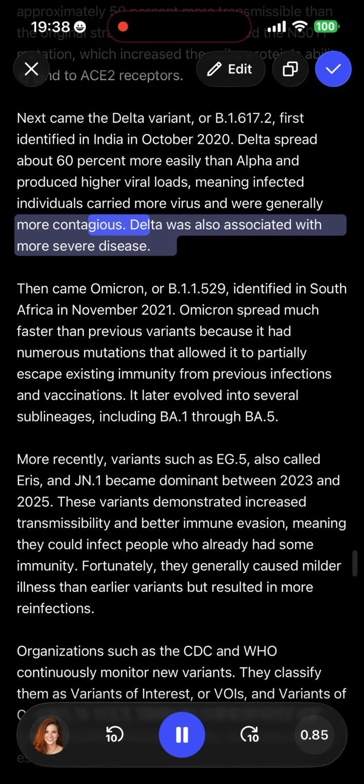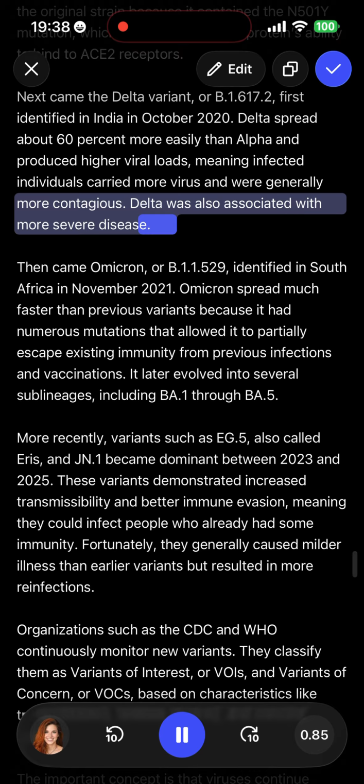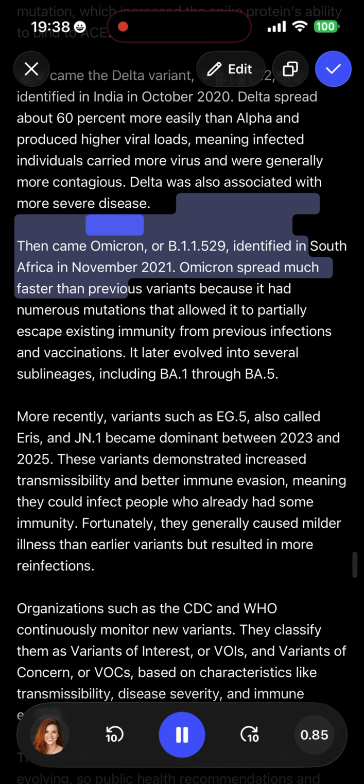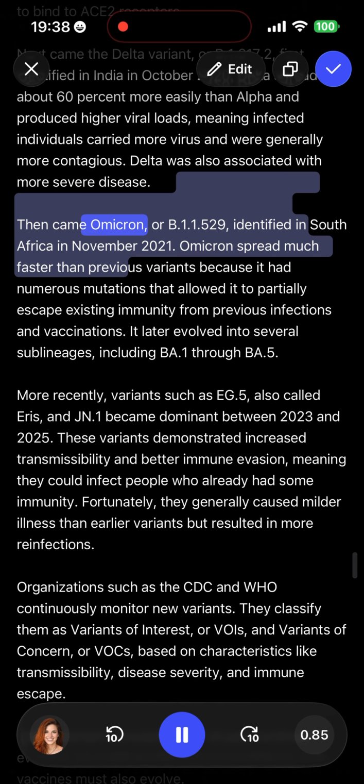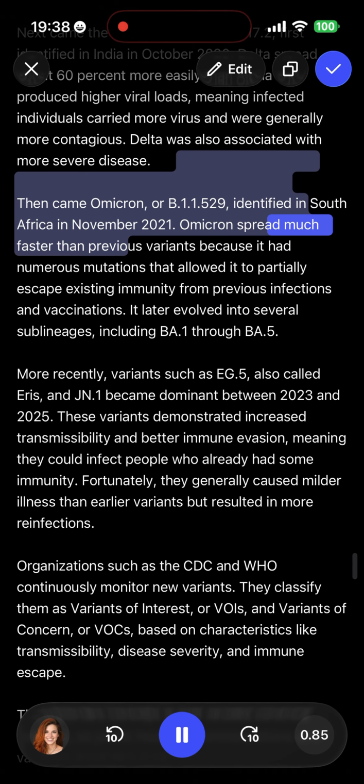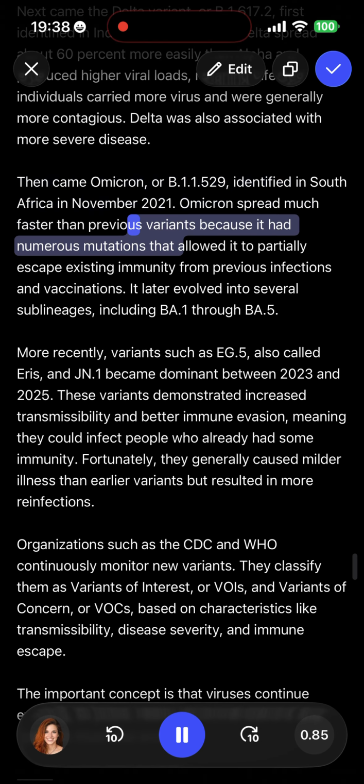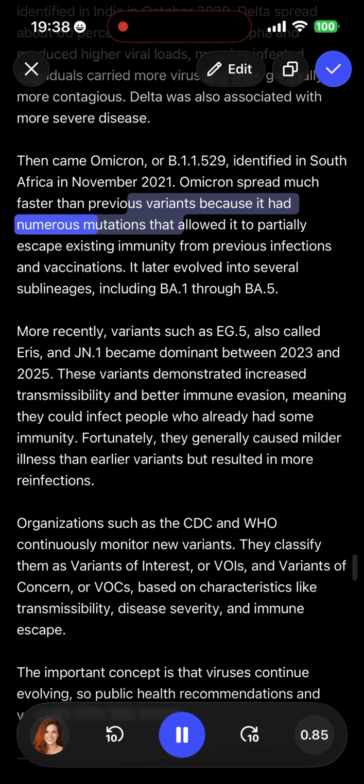Then came Omicron, or B, identified in South Africa in November 2021. Omicron spread much faster than previous variants because it had numerous mutations that allowed it to partially escape existing immunity from previous infections and vaccinations. It later evolved into several sublineages, including BA through BA.